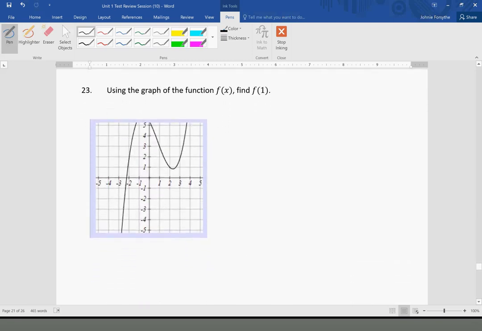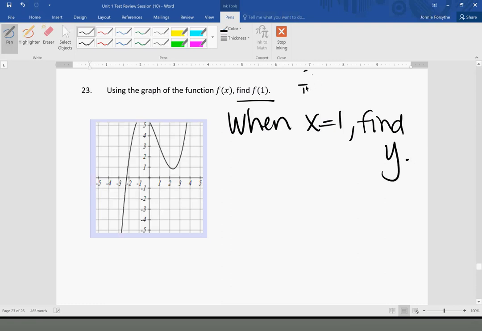Okay? Using the graph of the function f of x, find f of 1. What this is basically saying is that when x equals 1, find y. Because f of x is the same thing as y. So that's what this statement is basically saying. When x equals 1, find y. So let's look at when x equals 1. Here's the x-axis. This is when x equals 1.